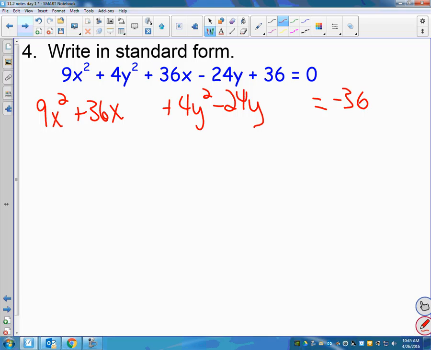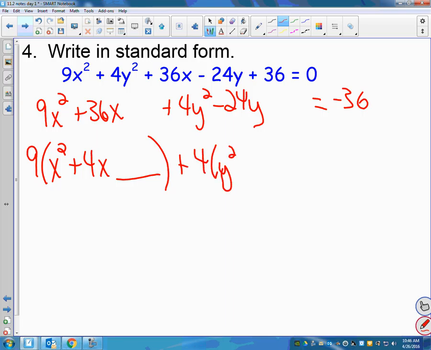So this is where you're going to want to factor. Like I would factor the 9 out of here, and then that would be x squared plus 4x, and then I can complete the square. And I could factor the 4 out of here and get y squared minus 6y. But then don't forget, when you do it to the other side, you have to multiply that number in front.